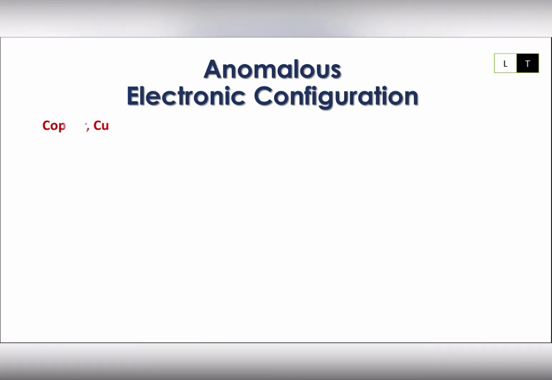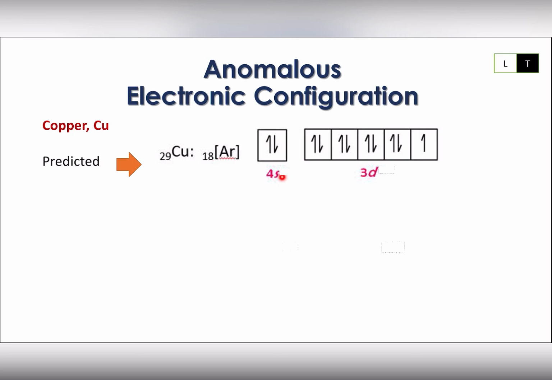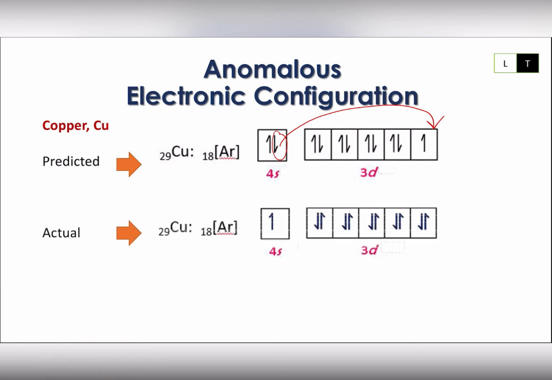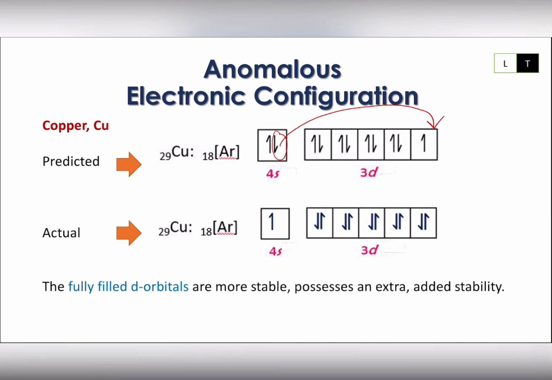Next, same goes for copper. We have predicted for copper which will be [Ar] 4s2 3d9. But instead of leaving one electron here without any couple, without its pair, I'm going to take out one of these from 4s orbital and put it here because it will provide extra stability to the 3d orbital. So this fully filled d orbital will be more stable.